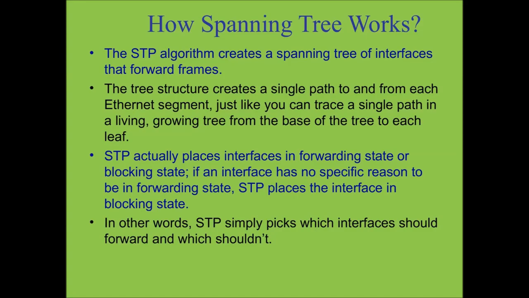And the last point, in other words, STP simply picks which interfaces should forward and which should not. So in one sentence we can say that the interfaces which are important to receive and forward data will be in forwarding state, and all those interfaces which are not being used to forward or receive data will be in blocking state. Spanning tree protocol is used for this purpose.